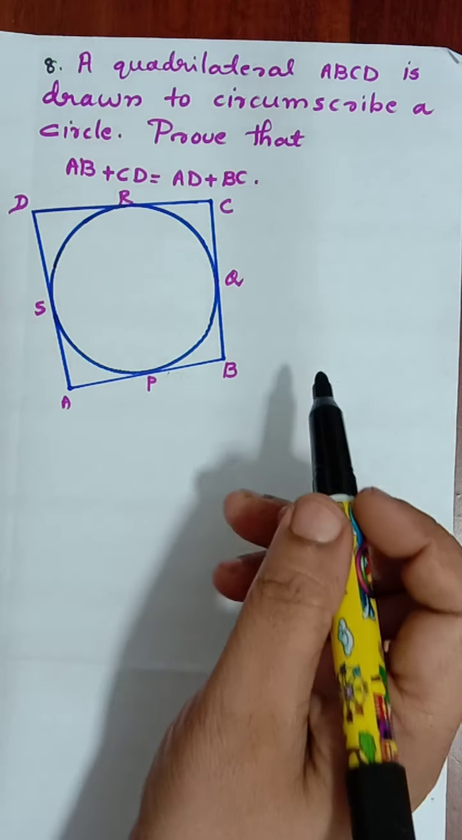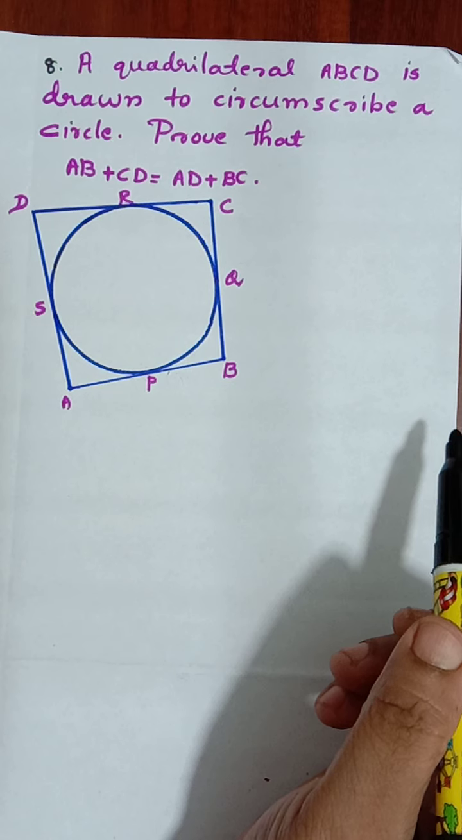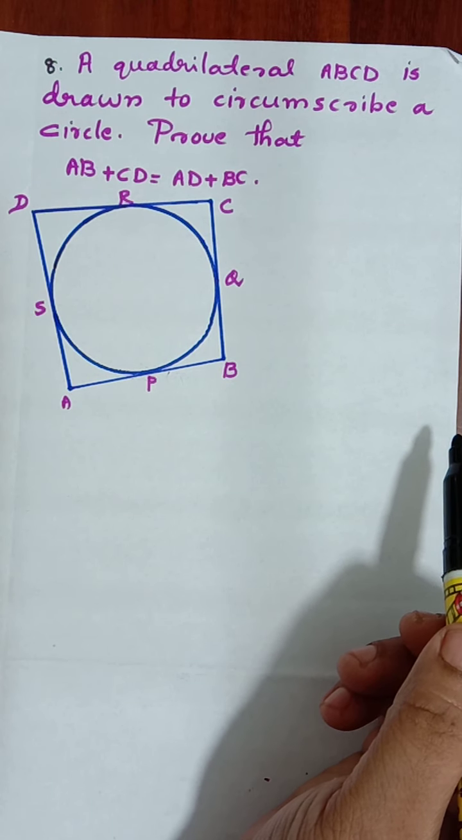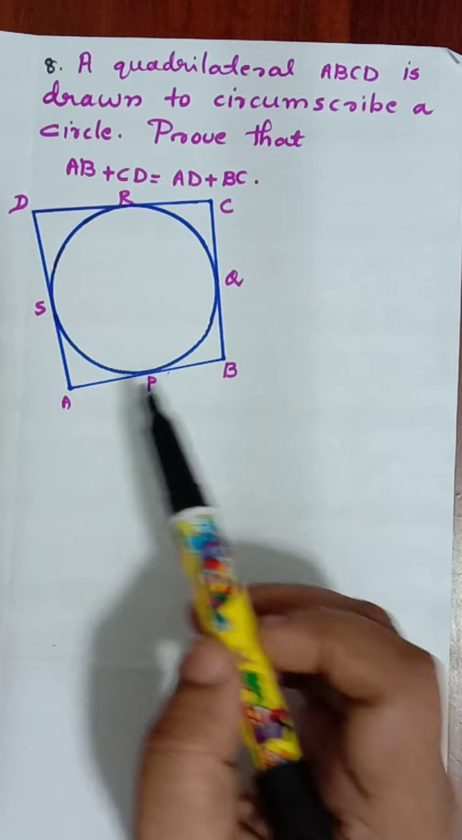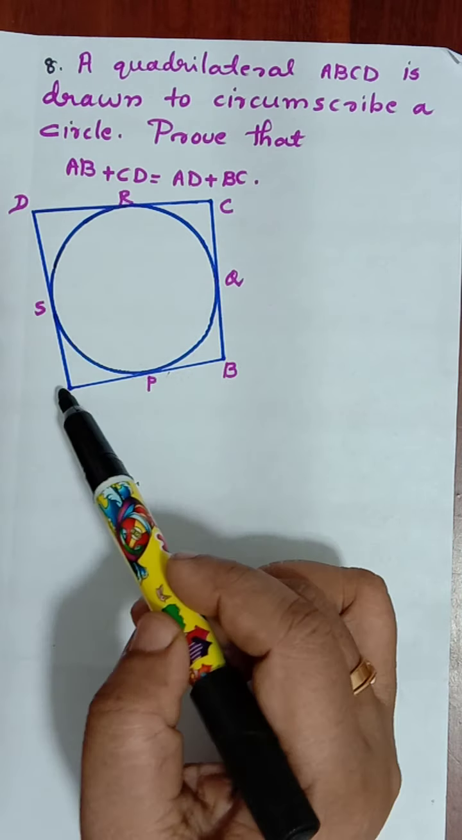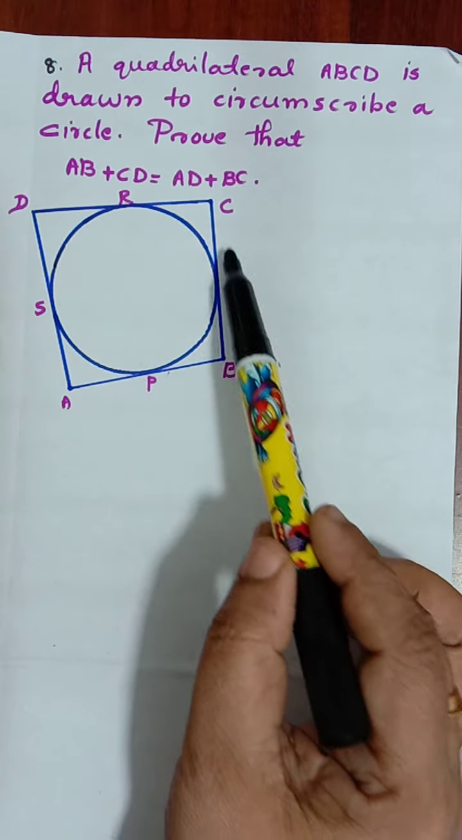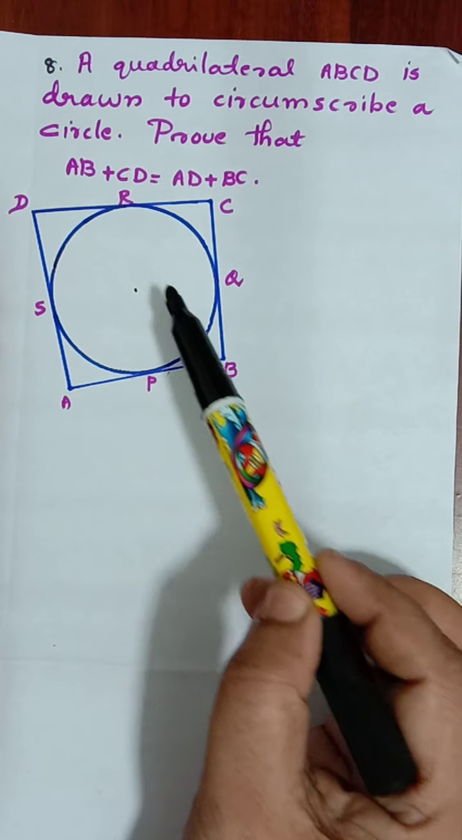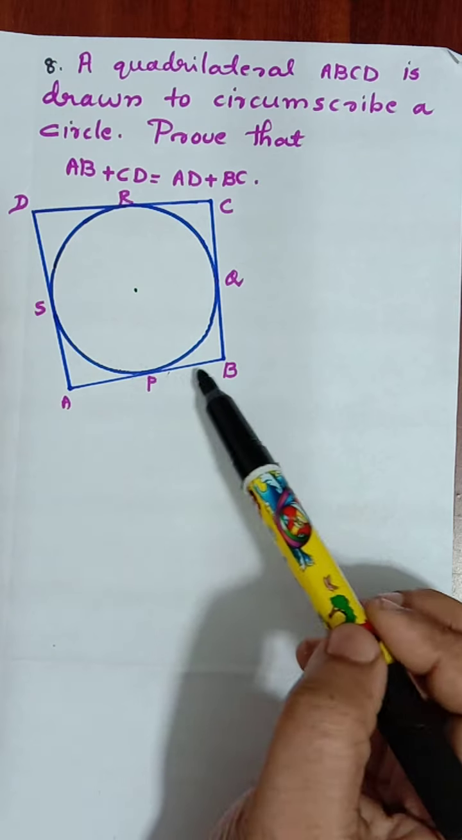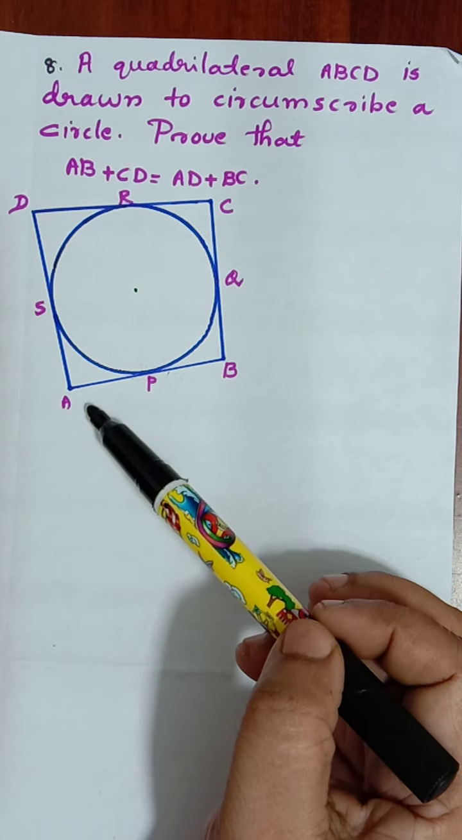Let us see the 8th question. This is a common question and usually asked for board examination. It's very simple also. Let us discuss. A quadrilateral ABCD is drawn to circumscribe a circle. Here we have a circle with center O. It is circumscribed by a quadrilateral ABCD.